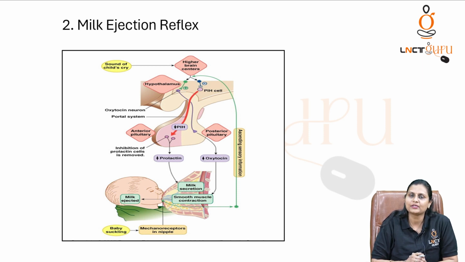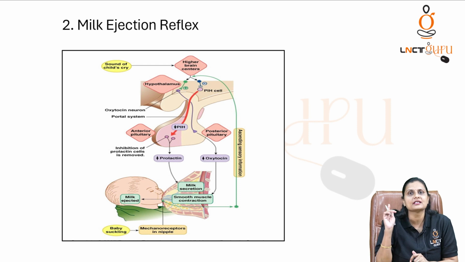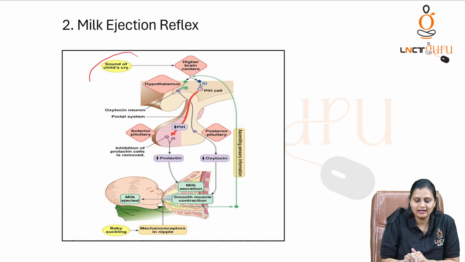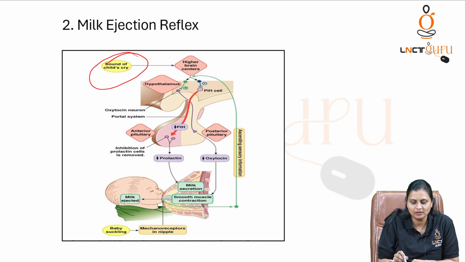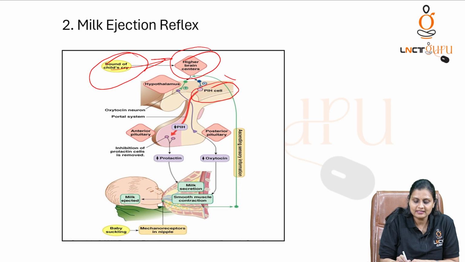The stimulus for this milk ejection reflex is, first, the sound of the cry of a baby. Whenever the mother hears that the baby is crying, this is one stimulus. This stimulus acts on the higher centers, and from this higher center, the prolactin inhibiting hormone in the anterior pituitary is inhibited, or its effect is reduced. And the higher centers stimulate the hypothalamus for the secretion of the prolactin hormone.